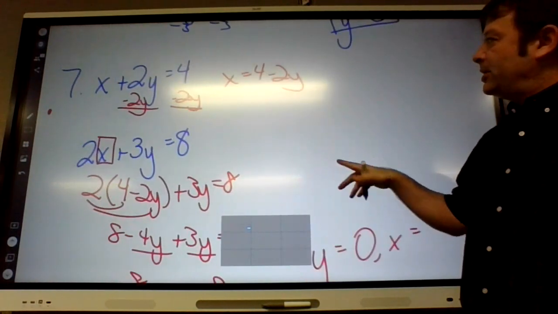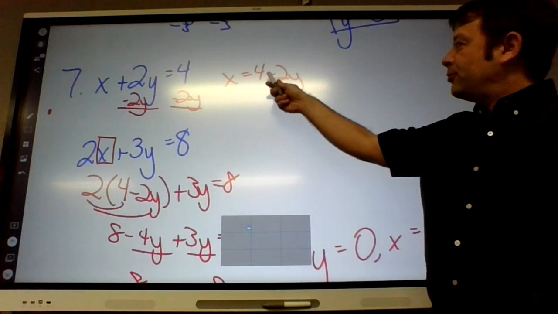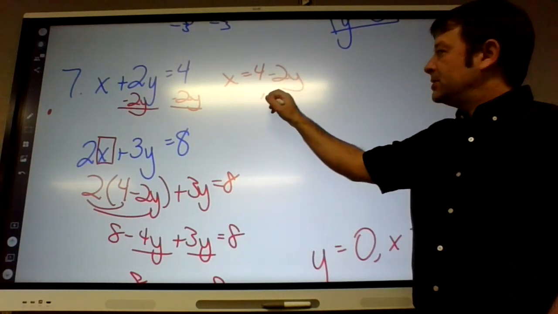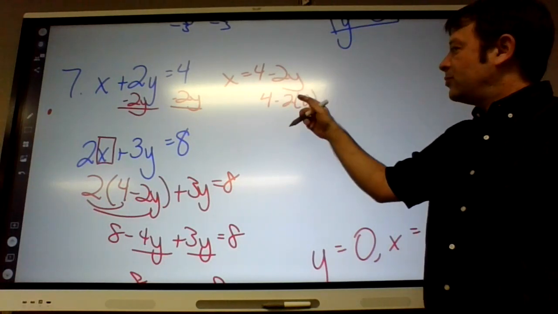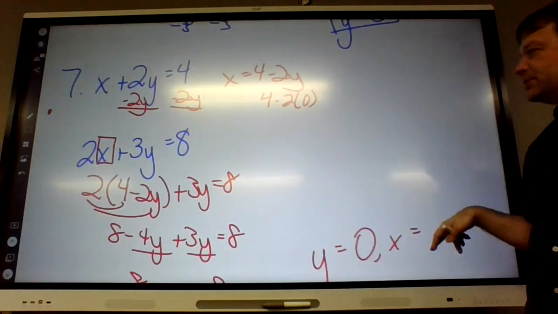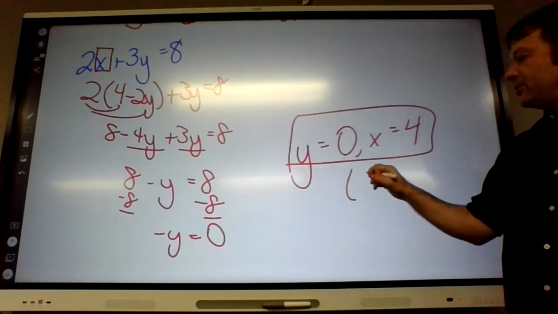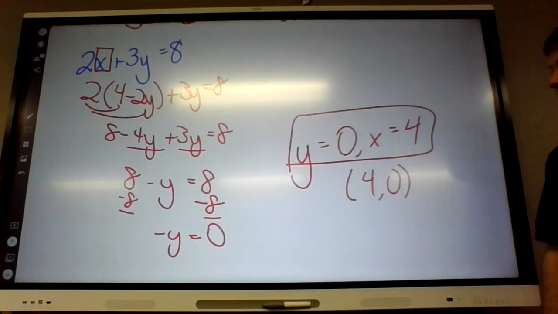Okay, once you get y, let's plug it back here. y is 0, 4 minus 2 times 0 is 4. So x equals 4. If you write it in ordered pair form, it would be 4, 0.